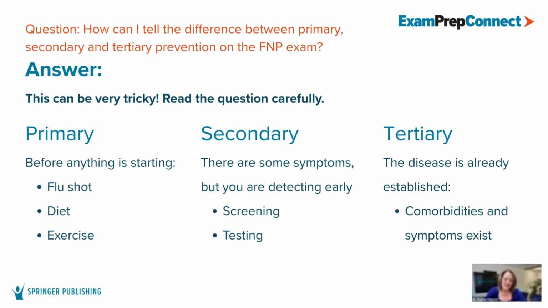So primary, secondary, tertiary. I like to simplify things because it is difficult enough to know what you need to know. Try your best to simplify that, remembering there are only three levels. If it's not before anything has happened at all, it's primary. If it's way after the fact, it's tertiary. And if it's in between, it's going to be secondary. Secondary is going to be those early screenings and finding things early on. So I hope that's helpful.